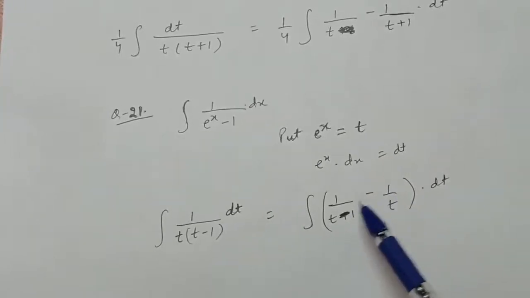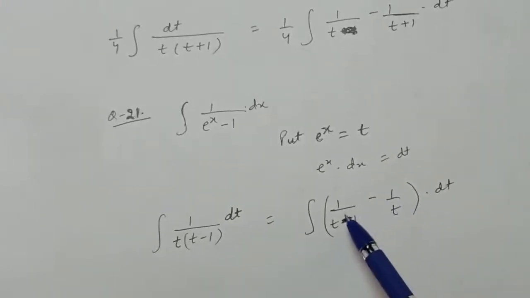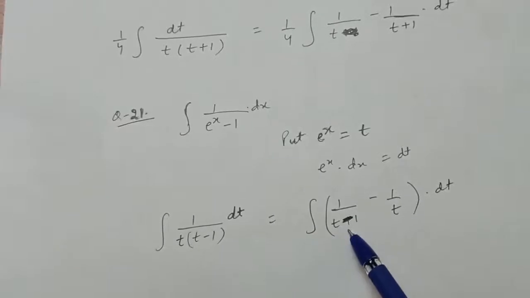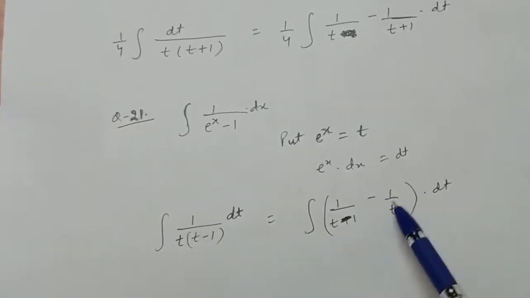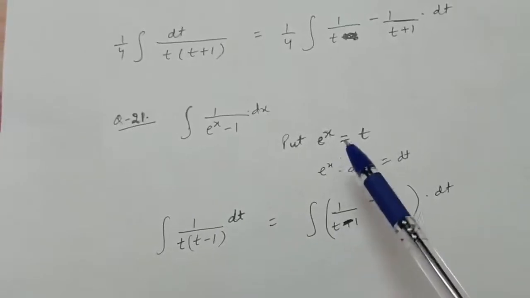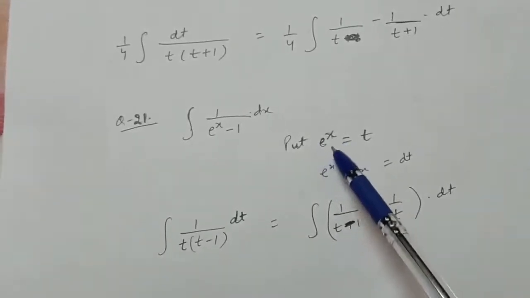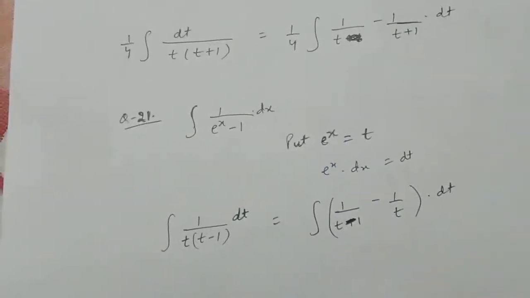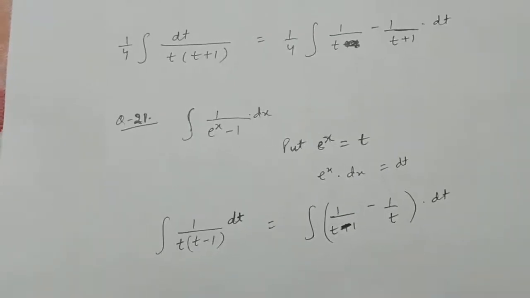and you know the integrals of both of these. Integral of this will be log mod of t minus 1, and integral of this will be log mod of t, and in place of t, in the last put e raised to the power x, right? Then you will get the answer.